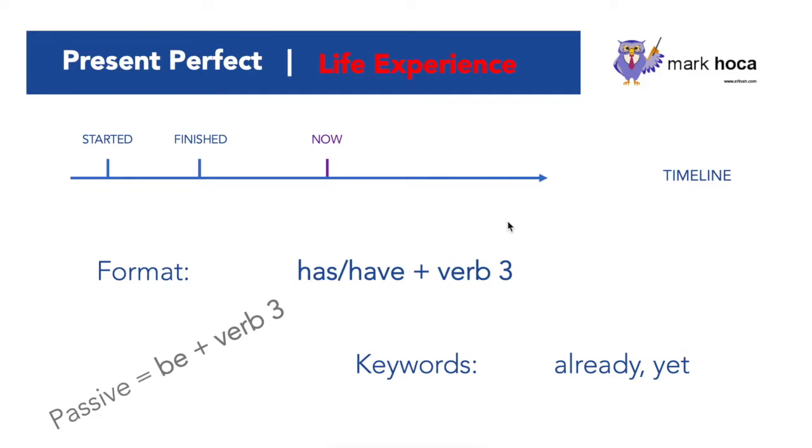But before we do that, I just want you to remember that this verb 3 situation is also used in another system, which is the passive system. But instead of has, have, we have the be verb. So just be careful not to confuse these two.